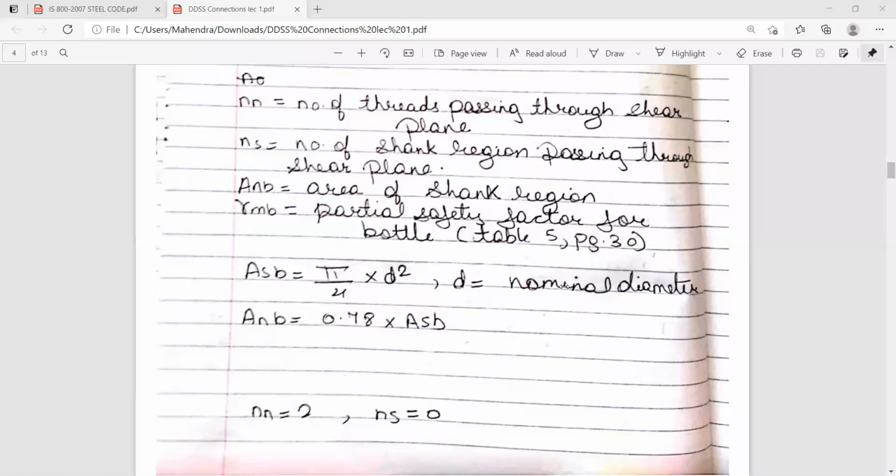Ma'am, what is NN and NS? There is one diagram. I will show you it on Monday. From that diagram, you will exactly recognize how to determine the number of threads. It is the number of thread regions and number of shank regions that will be in the shear plane. It is the region of your bolted connection. What is called the shank region and what is called threads, that I will show you on Monday. Okay, any other doubt?